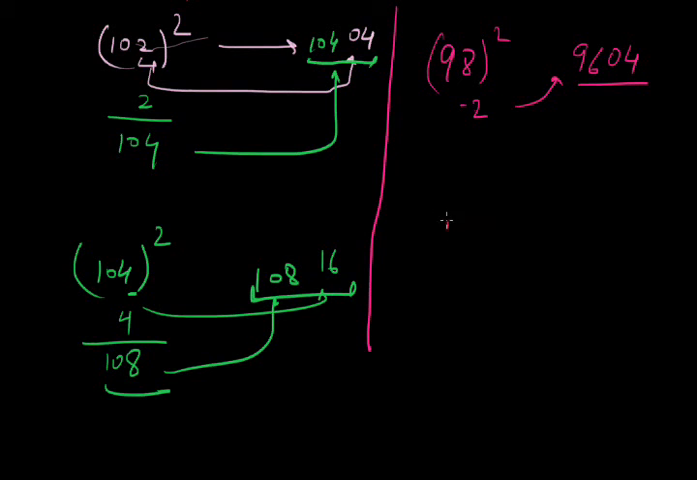Similarly, if I say 96 squared, this is 4 less than 100. 4 squared is 16, in 2-digit form. Now 96 minus 4 is 92. So 9216 is the square of 96. Now these are the numbers around 100. What about the numbers which are around 50? Neighbors of the number 50.